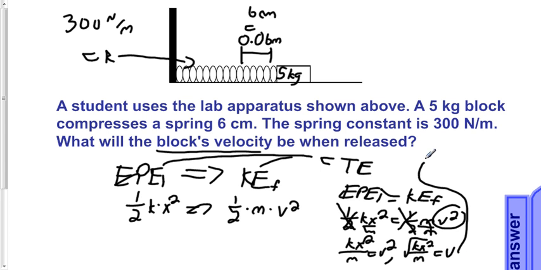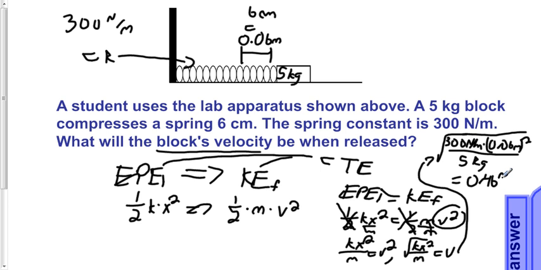When we substitute in the numbers, we get the square root of 300 newtons per meter times 0.06 meters squared divided by 5 kilograms is equal to 0.46 meters per second. And this is our answer.